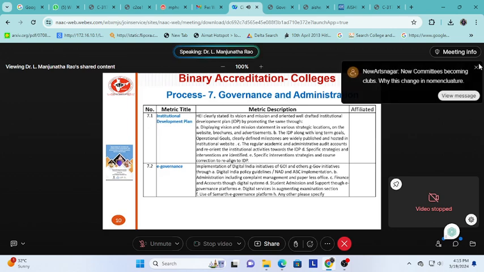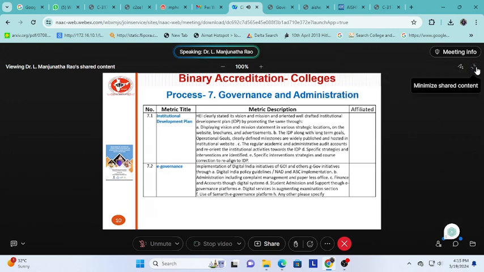E-governance: whether the institution is practicing e-governance by initiating Digital India initiatives of the Government of India and other e-governance initiatives through Digital India policy guidelines, NAD and ABC implementation, administration including complaint management and paperless office, finance and accounts through digital systems, student administration and support through e-governance platform, digital services in augmenting the examination section, use of Samarth e-governance platform, any other.